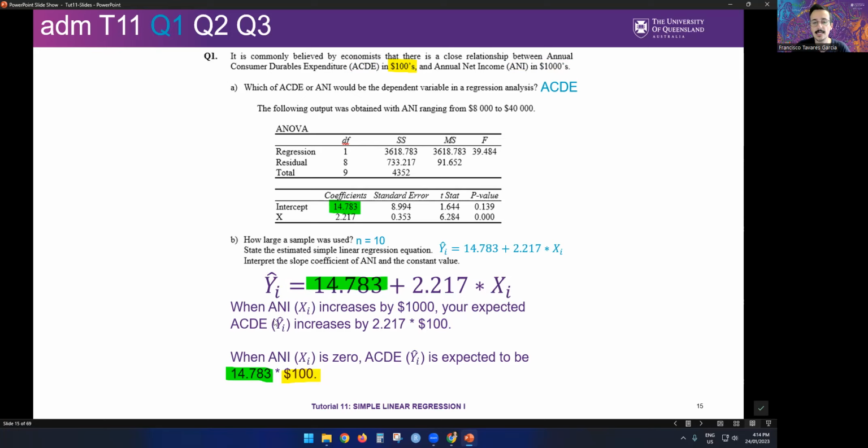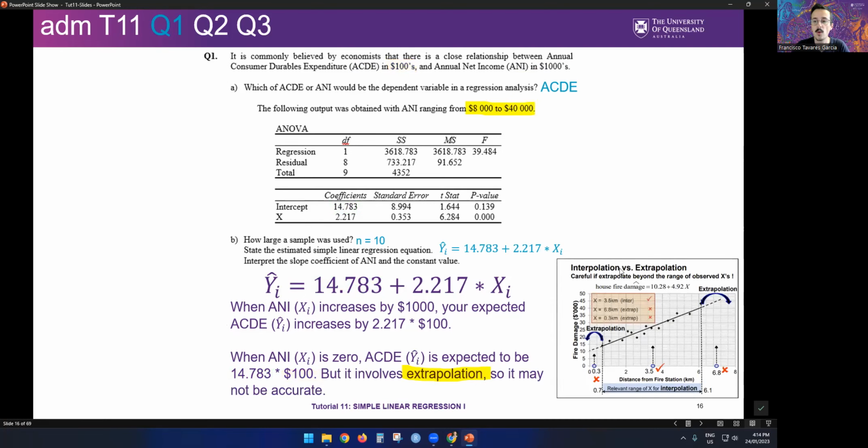This is interesting here, and think about it. When people have no income, they are expected to spend $1,400. You might be thinking, all right, that sounds weird. Maybe they're getting in debt, borrowing some money. But that is the danger when we try this. What is happening here? We're doing extrapolation of the data. So what's going on here?